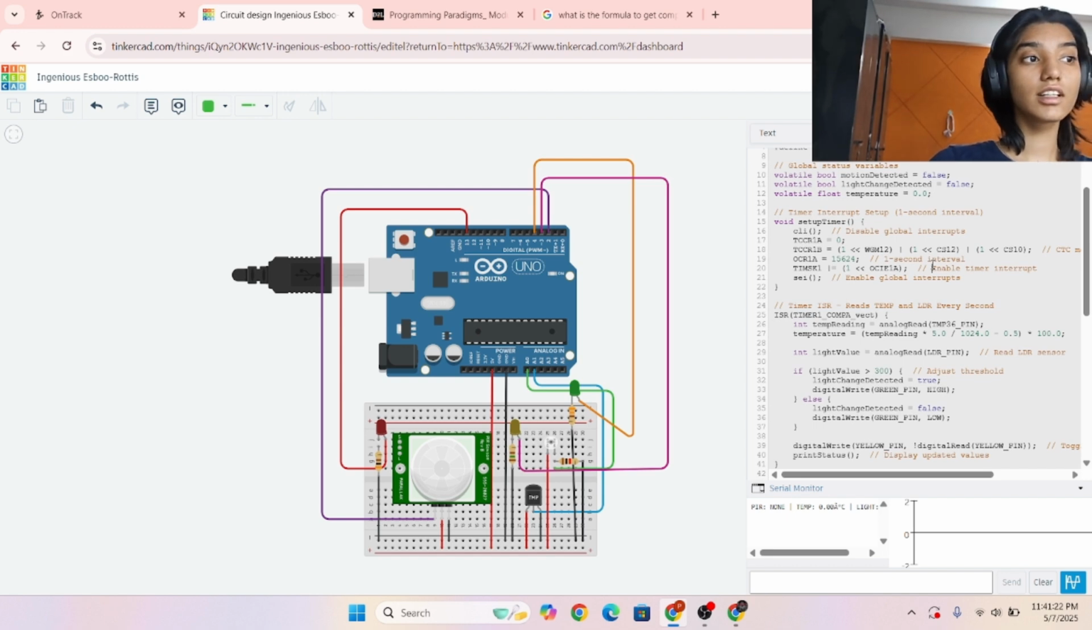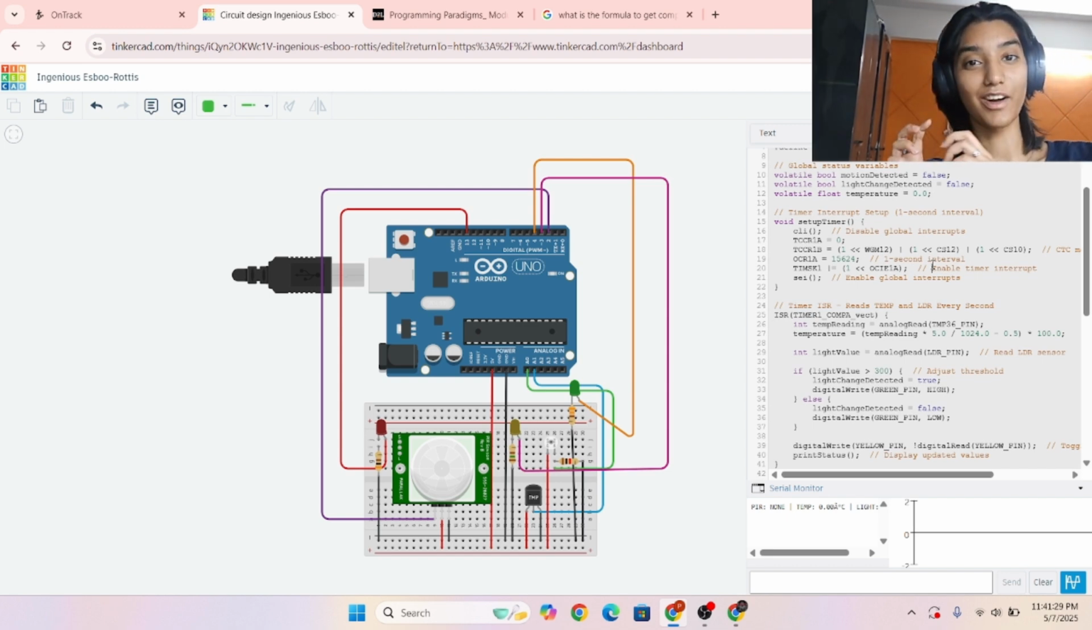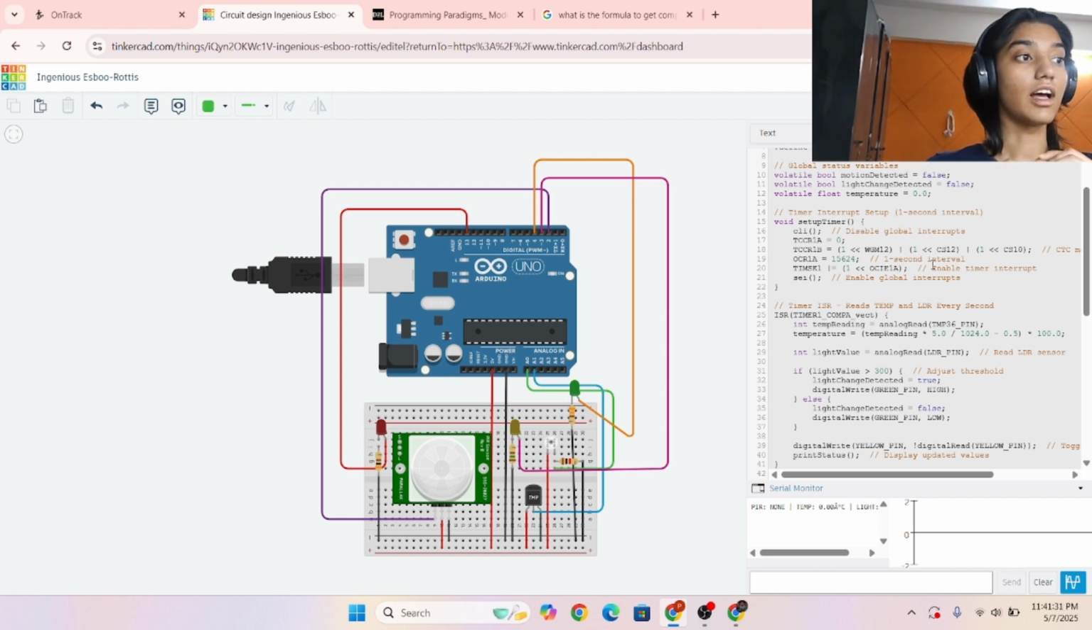And then in the case of OCR1A, it helps you decide what kind of frequency we are trying to reach. And how that is calculated: prescaler divided by the oscillation value, and the oscillation value of the Arduino is 16 million. That particular calculation would give you the timer tick.